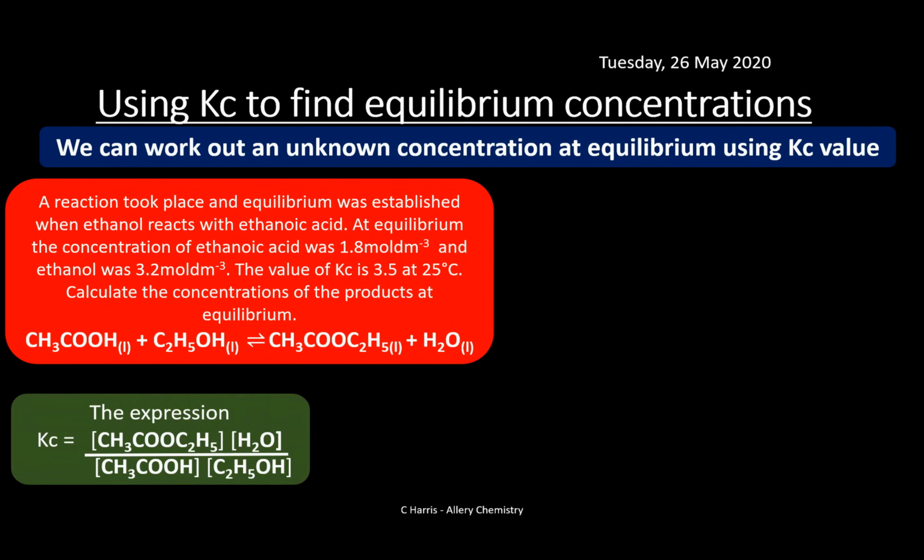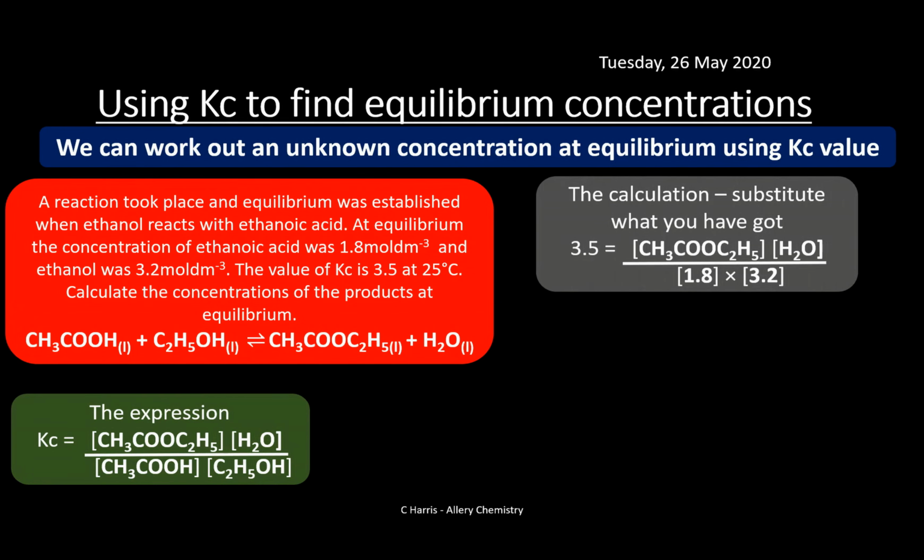So products is going to be our ester, which is here, and then we've got water, which is a product, and then we've got a carboxylic acid and alcohol down at the bottom there. So then what we need to do is actually put our numbers in that we've got. So here they are here. So we have the value of Kc as 3.5, so we already have that value there.